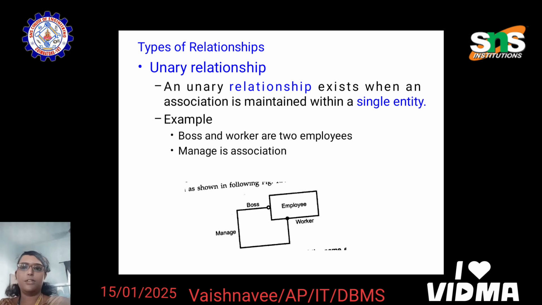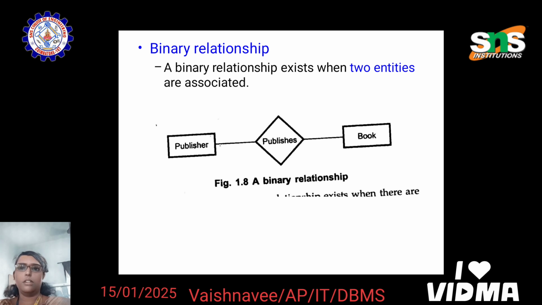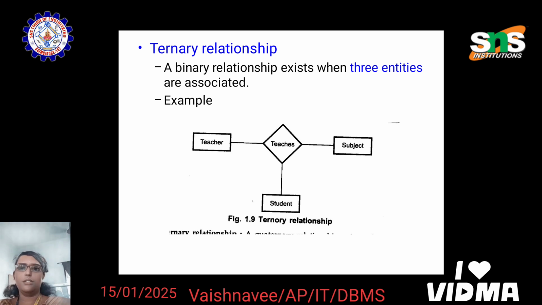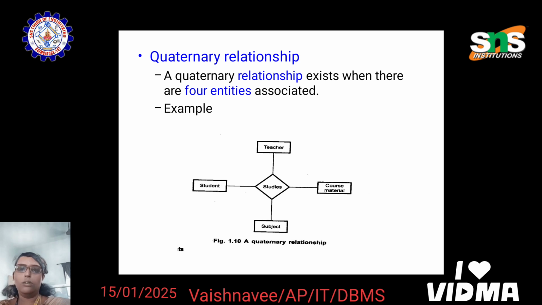A binary relationship exists when two entities are associated. For example, publisher publishes book. Here publisher is an entity and book is an entity, so the two entities are associated by publishes. A ternary relationship exists when three entities are associated. For example, teacher teaches subject, teacher teaches student. Here teacher, student, subject are the three entities, and teaches is the relationship among these three entities.